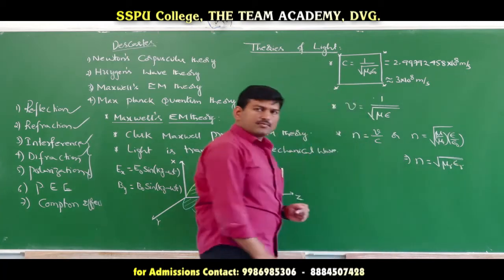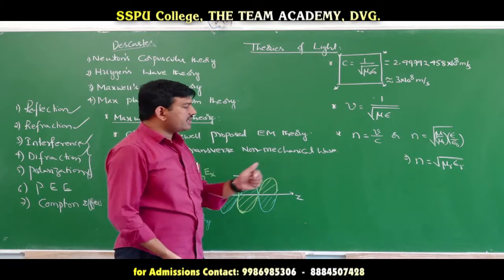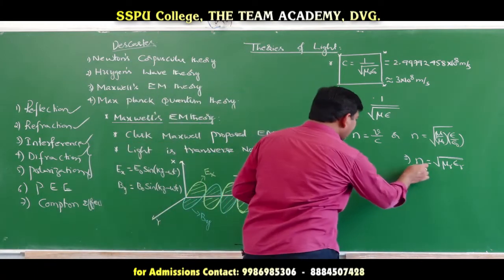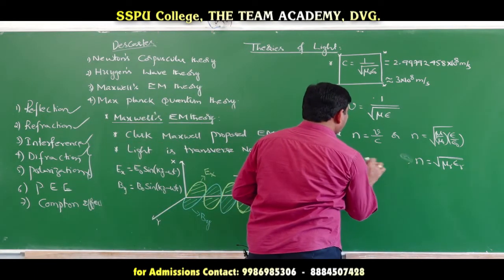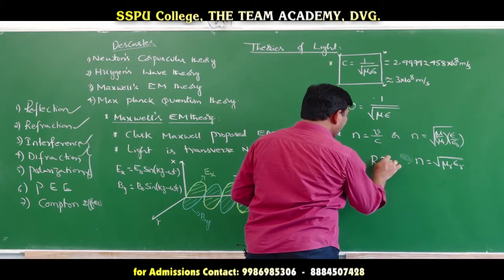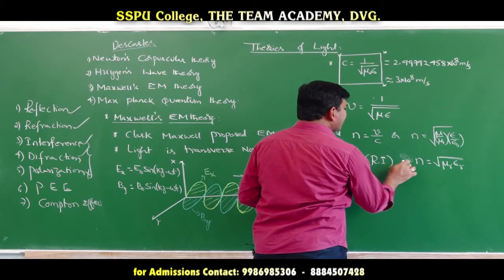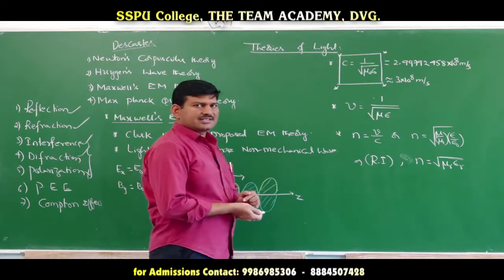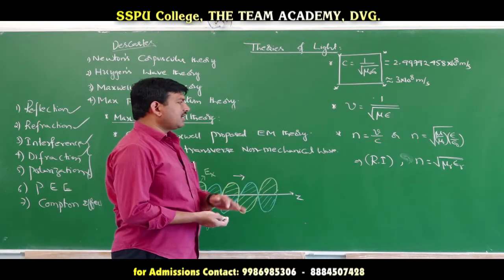This is the formula to calculate the optical density or refractive index. The other name for refractive index is optical density. I will discuss it afterwards. What is meant by optical density?